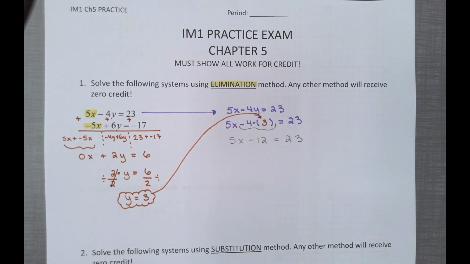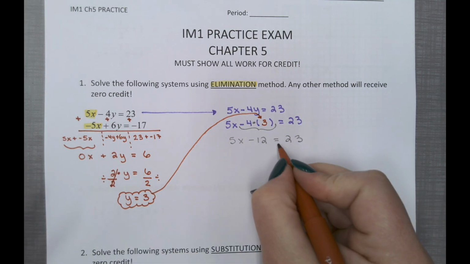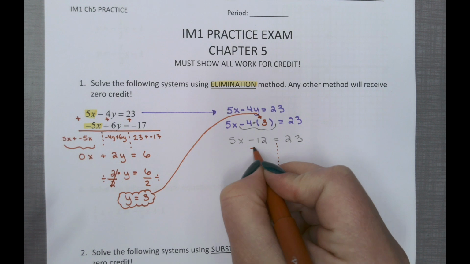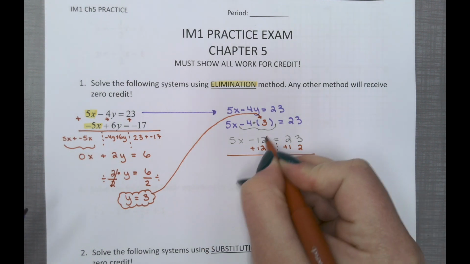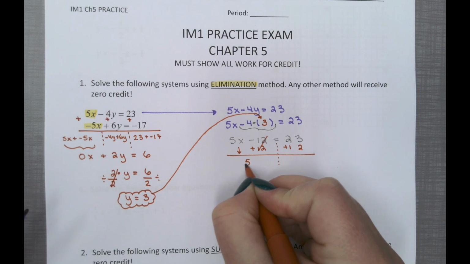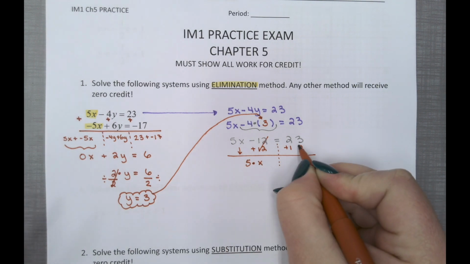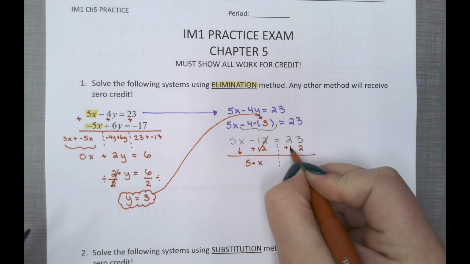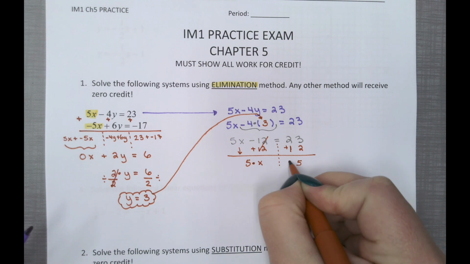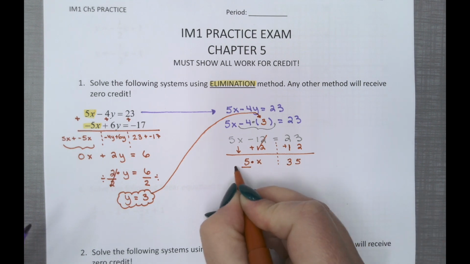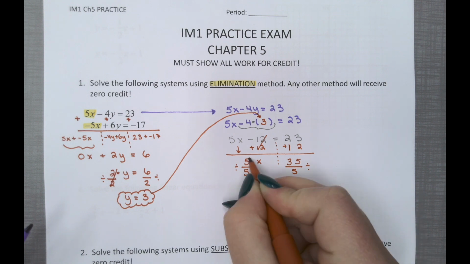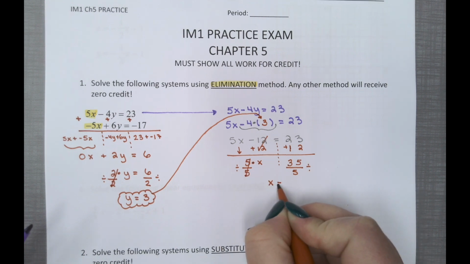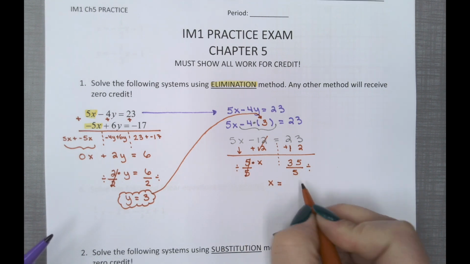And now we are back at solving equations. Here's my dotted line. I'm going to add 12 to both sides. Bring down the 5 times x. Here we have 23 plus 12. That is a 5. That is a 3. We're going to then divide by 5 both sides. We have x is equal to 35 divided by 5 is 7.